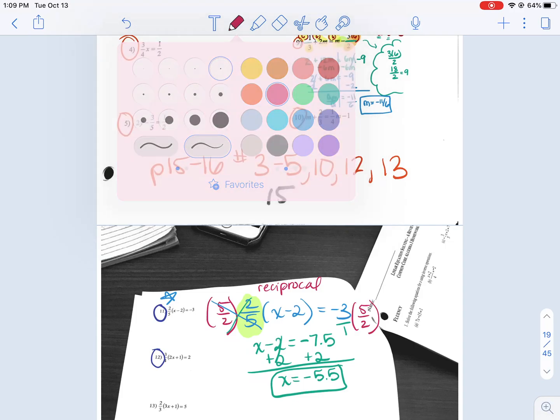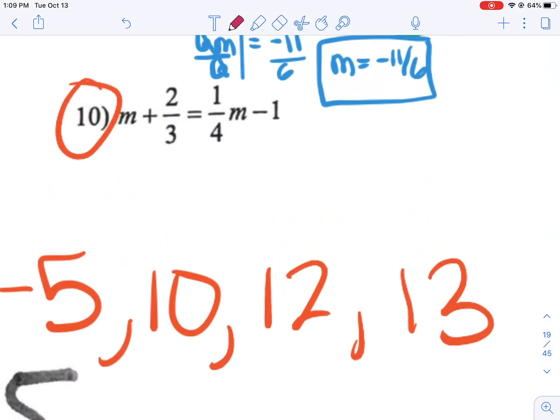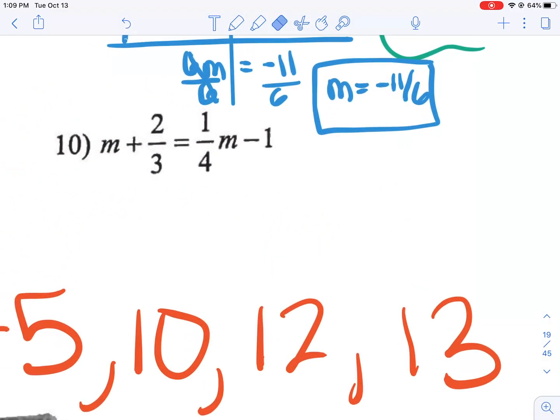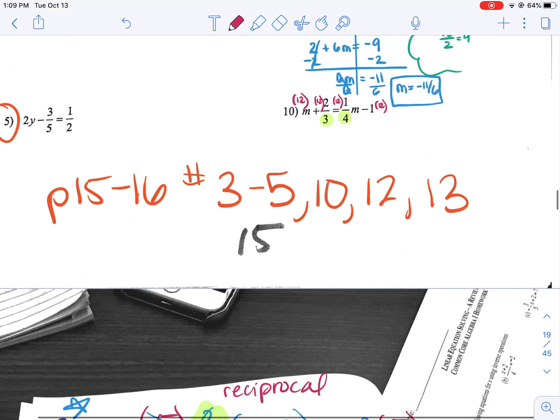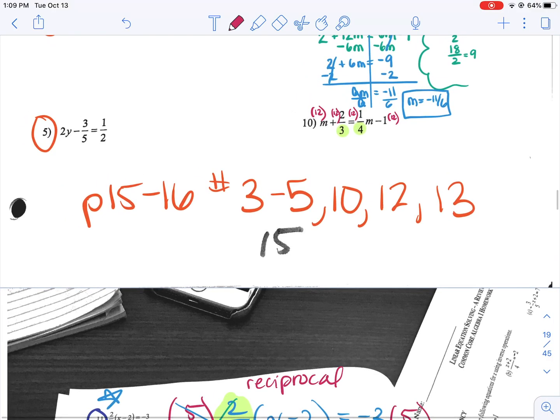One hint, guys, on number 10, let me just zoom it up, is you want to actually multiply. We have 3 and 4 here, so the number you want to multiply each part by is going to be 12. So that should give you a little hint on how to do those. And like I said, these can be a little tricky, so we will definitely go over them more. So page 16, numbers 3 to 5, 10, 12, and 13.